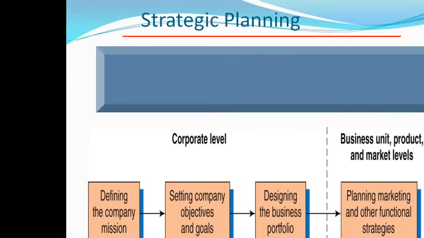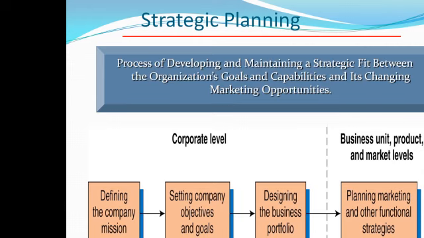if we go to strategic planning, what they are, you have to look at what the corporate level does, which is on the left hand side, and what the business unit, product and market levels do. Strategic planning is basically the process of developing and maintaining a strategic fit between the organization's goals and capabilities and changing marketing opportunities, which is predominantly the daily transaction and the behavior of marketing.